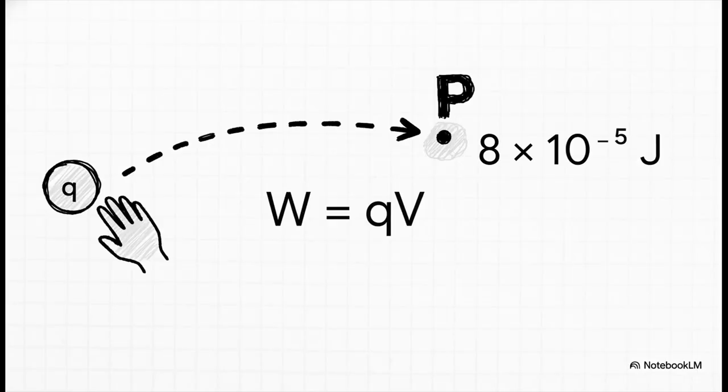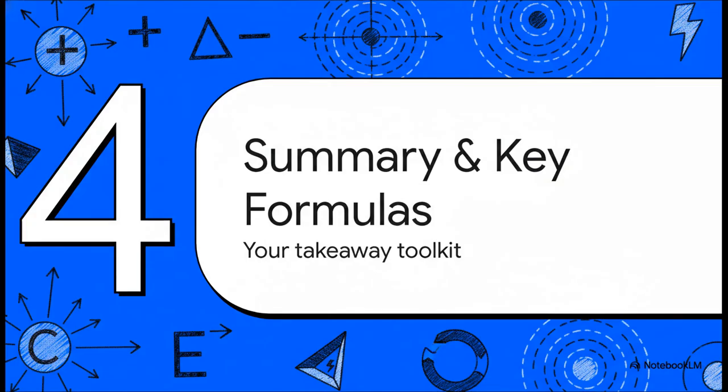Now here's where knowing the potential becomes a real superpower. The example then asks, how much work would it take to bring a different charge, a new one, to this same spot? Well, because we already calculated the potential of the spot itself, the problem is incredibly easy. The work is just that new charge, Q, multiplied by the potential, V. And that gives us 8 times 10 to the minus 5 joules. Way easier, right?